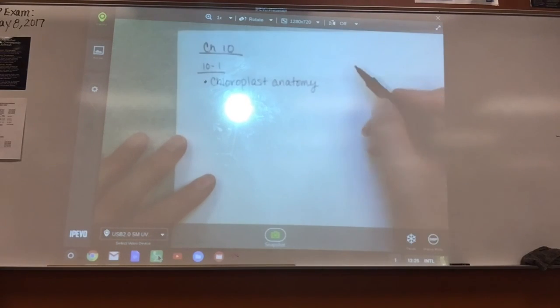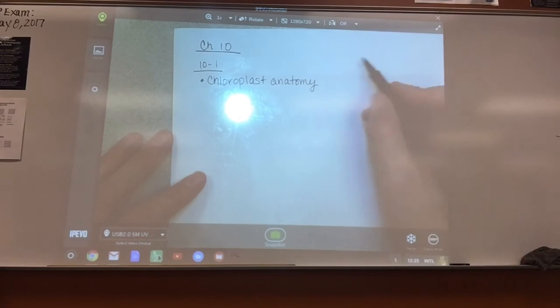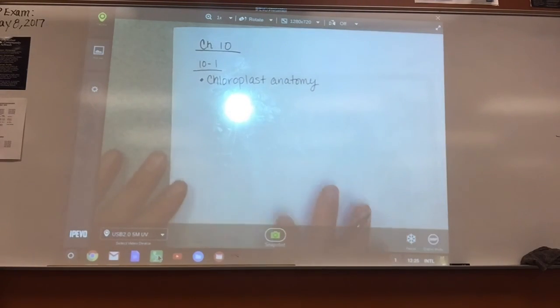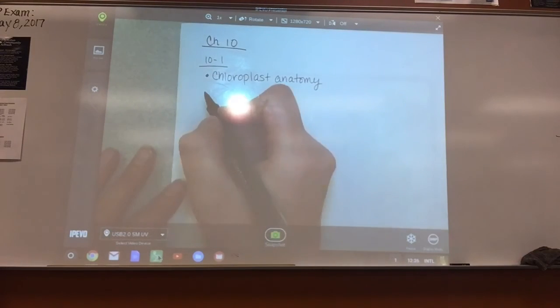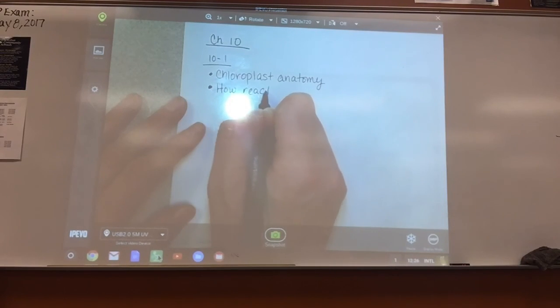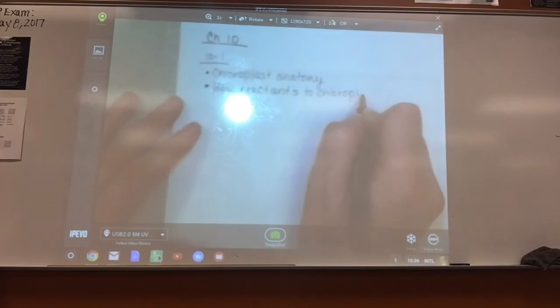All right, so that's what I mean. I'm not going to draw that again, we've done that before, but you should know that. You should also know how the reactants get to the chloroplast. To answer this, you need to know what the reactants are in photosynthesis. So what are the two main types of molecules that are needed for photosynthesis to happen?